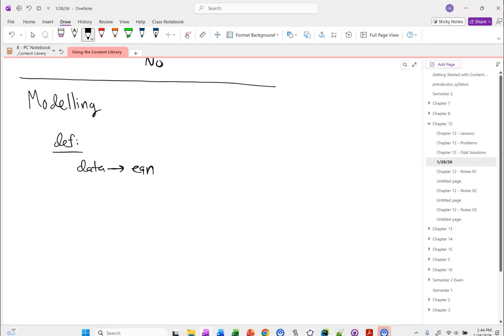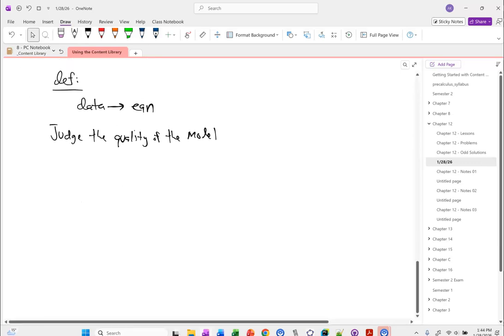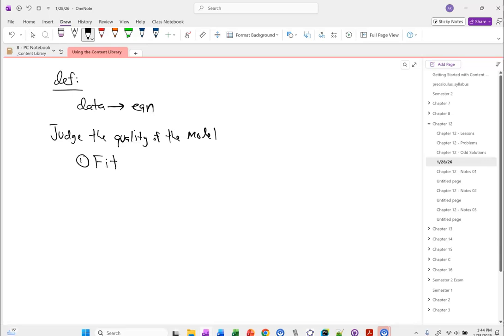So the question then would be how do we judge the quality of our model? Well, one way that we'd evaluate whether our model is any good or not is how well it fits the data. Okay, so fit is the first way we want to judge the quality of our model.